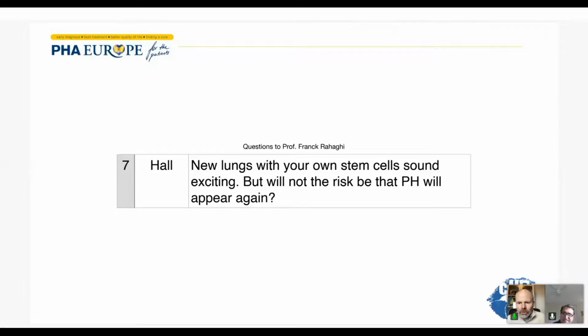New lungs with your own stem cells sounds exciting, but will not the risk be that PH will appear again? Yes, but you get another 20, 30 years. Okay. And then another pig will die to save you in 20, 30 years. And when you're 60 plus, like me, 20, 30 years, that sounds very good.